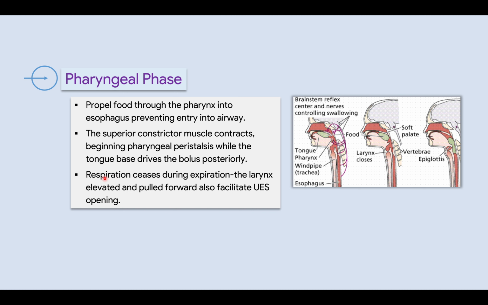The respiration ceases. That means momentarily you stop breathing during expiration, and the larynx is elevated and pulled forward, which facilitates the UES. What do you mean by UES? It's the upper esophageal sphincter. This is the sphincter which is generally closed, but when the food arrives, it opens so that food can enter the esophagus and then the stomach. So this is a very important phase, the pharyngeal phase. We'll further see how in dysphagia this is affected.